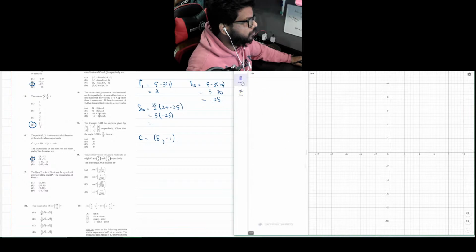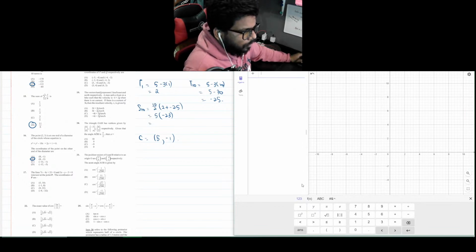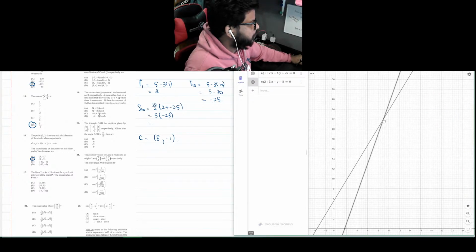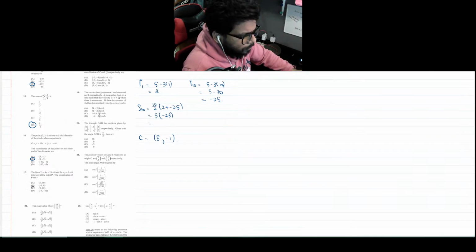I will also make a little rubric on the answers. 7x minus 4y plus 25 is equal to 0. And the next line is 3x minus y minus 5 is equal to 0. So these lines intersect at the point (9, 22). C.